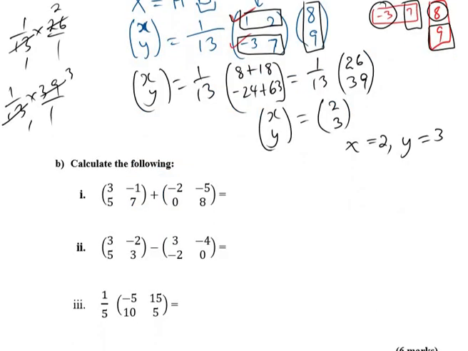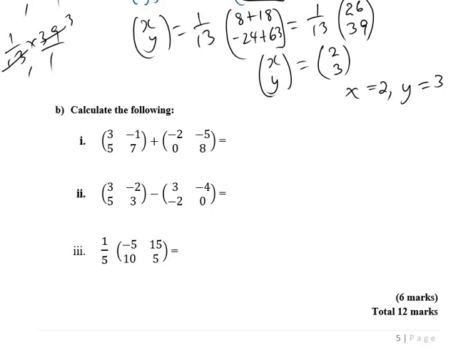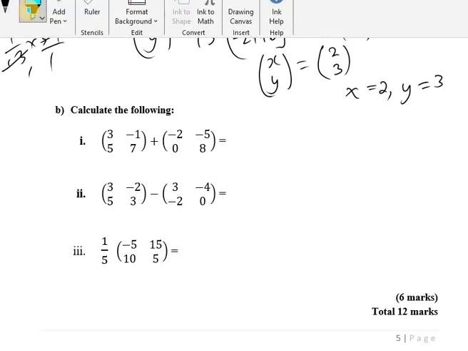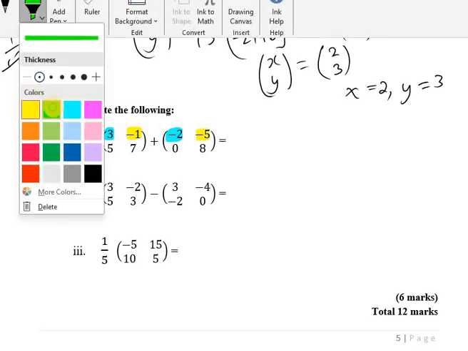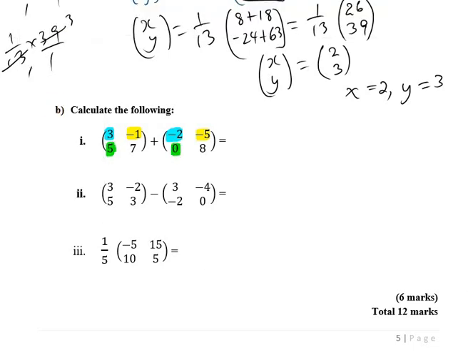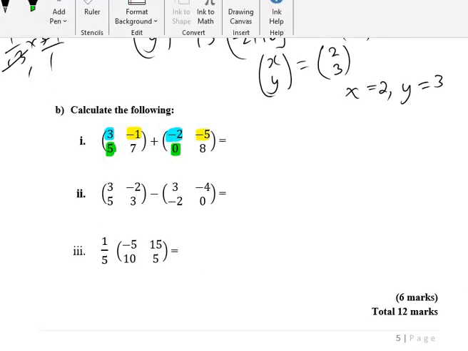Hopefully that was clear. Then let's go to the other one now. We have the B portion. We want to add these two matrices. Now, when you add two matrices, you add the corresponding entries. So what corresponds to what? The 3 here corresponds to negative 2. And then what else? The negative 1 corresponds to negative 5. You can see that the 5 corresponds to 0 and the 7 corresponds to 8. All right, so we're going to add those.